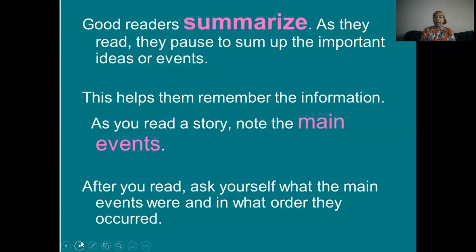Good readers summarize as they read. They pause to sum up the important ideas or events. This helps them remember the information. As you read a story, note the main events, the most important parts that happen in that story. After you read, ask yourself what the main events were and in what order they occurred, because you have to stay in the correct sequence when retelling important parts of a story.